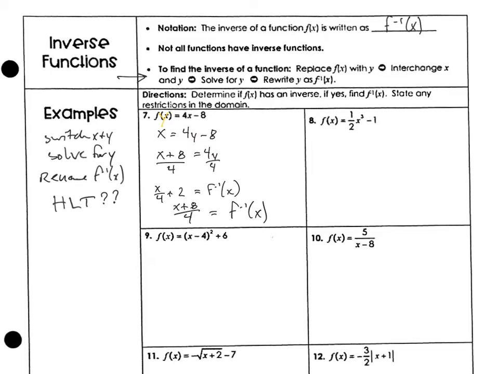Now, the power of 3 is a good one because we know that the domain and range is always all real. So this one is always going to have an inverse. It's the power of 2 and the absolute value we have to be careful of. So we're going to switch this x and y. So x equals 1/2 y to the third minus 1. Add 1.